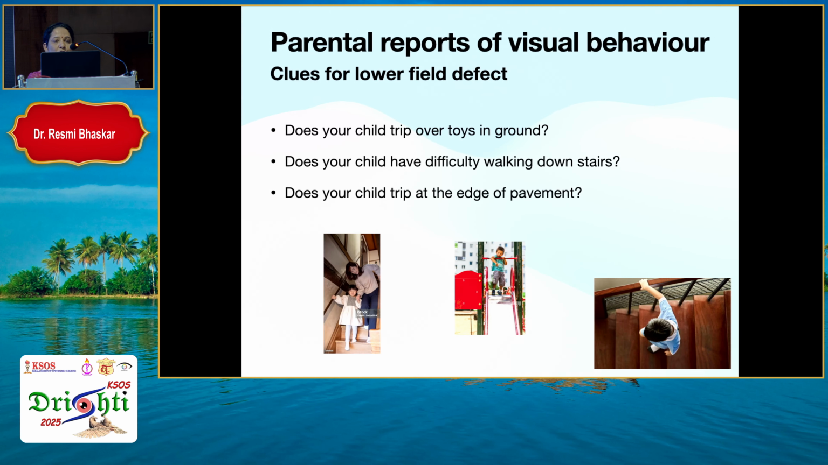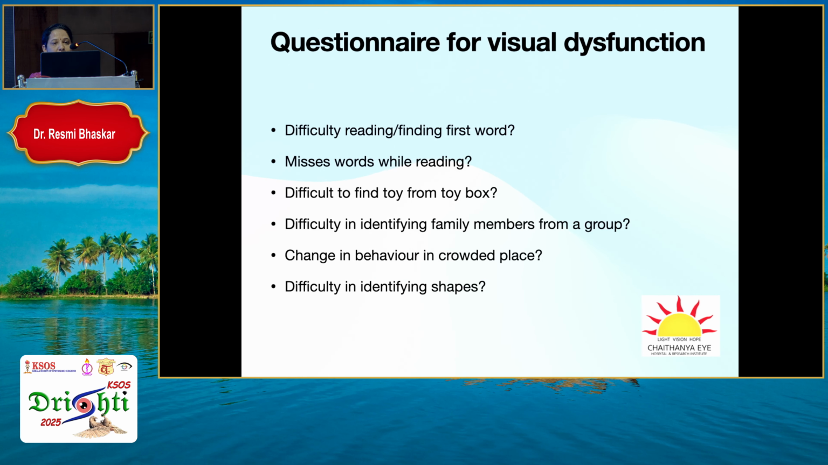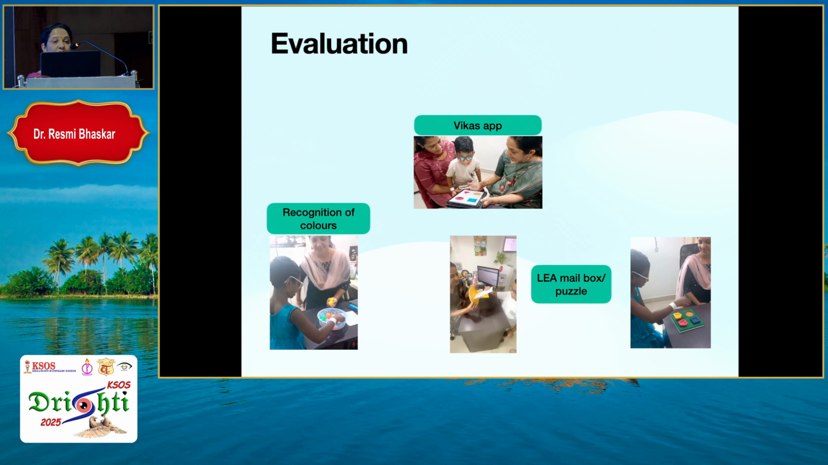If the parents report visual behavior like the child trips over toys and the ground, has difficulty walking downstairs, difficulty climbing up the stairs, is comfortable but won't slide down, or trips at the edge of the pavement, all this indicates that the child may have a lower field defect. Other questions cover reading difficulty, whether they find it difficult to find a toy from a toy box, difficulty identifying family members, change in behavior in a crowded place, and difficulty identifying shapes.